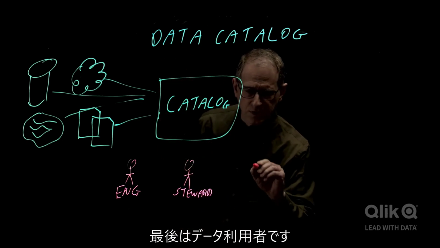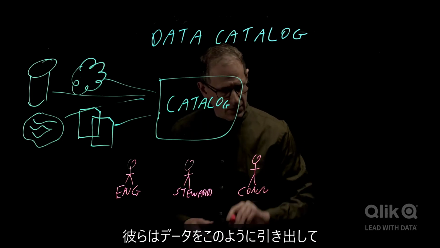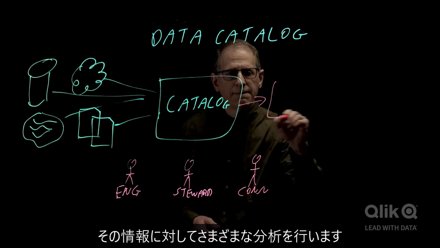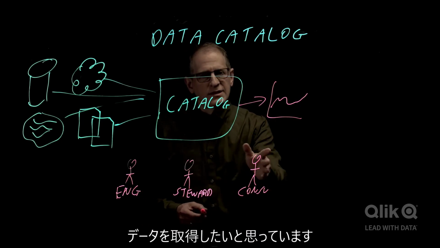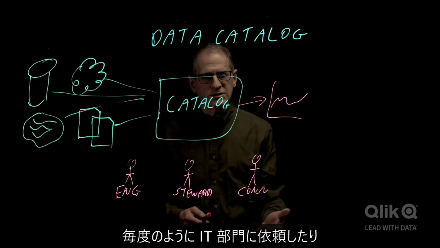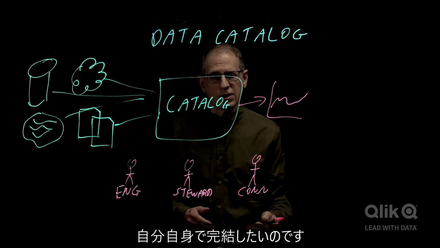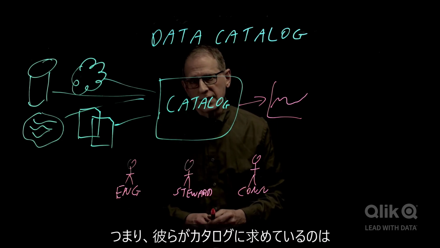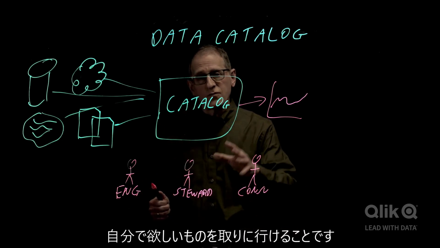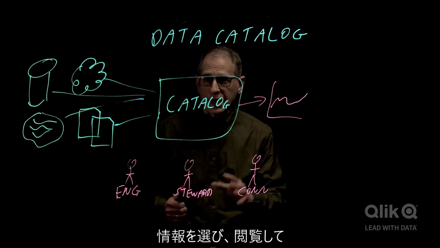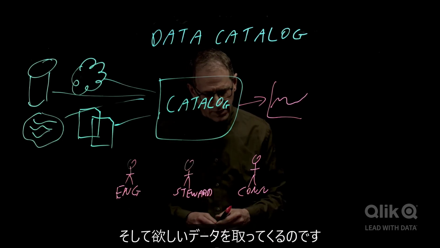So the last person is the data consumer. They want to pull out this data and do some type of analysis on that information. So they want to get the data themselves. They don't want to have to put in a request to IT and wait for weeks to get information back. They just want to do it themselves. So what they're looking for out of the catalog is much more like an online shopping experience. They can just go for themselves. They select information, they browse, they search, they peek a little bit and see what's in there, and then they take the data they want.